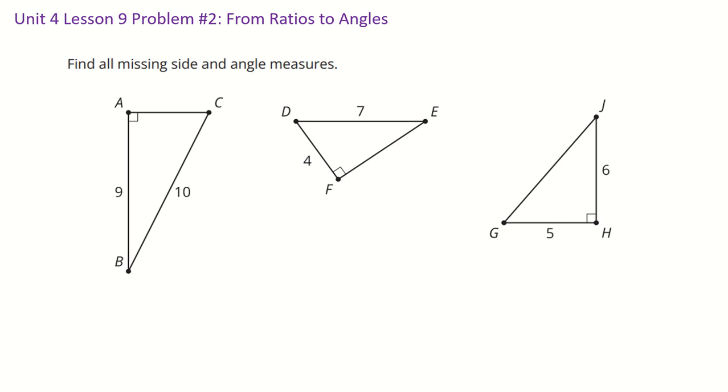Previously, students have found missing side lengths in right triangles when given one acute angle and one side length using trigonometric ratios. Throughout this activity, I will be using a Desmos scientific calculator. This activity also allows students to choose which method they'd like to solve each problem. I will show a variety of ways to think about each of these problems.